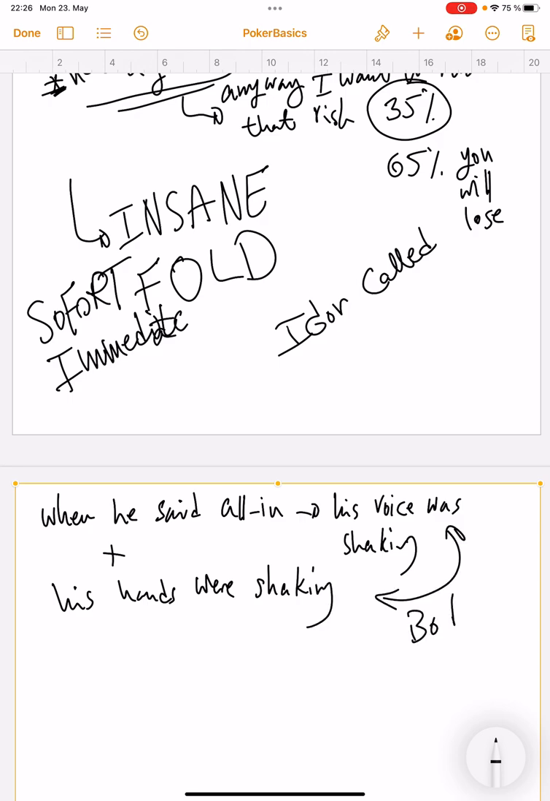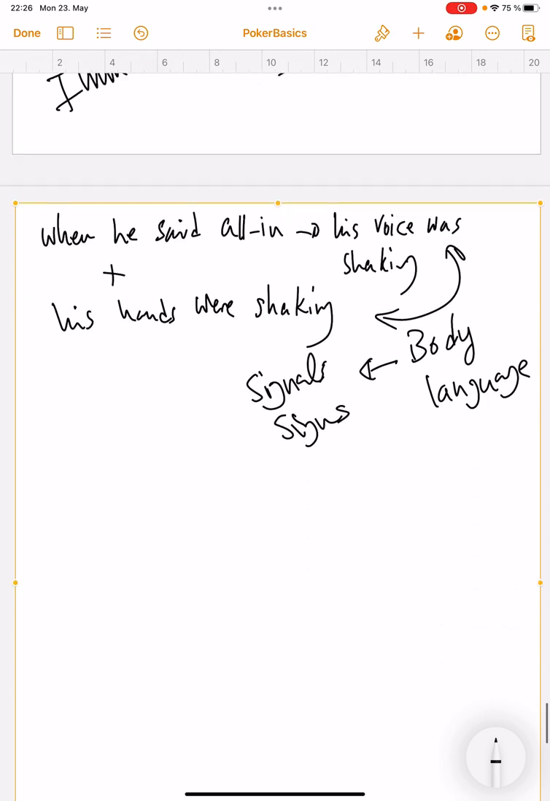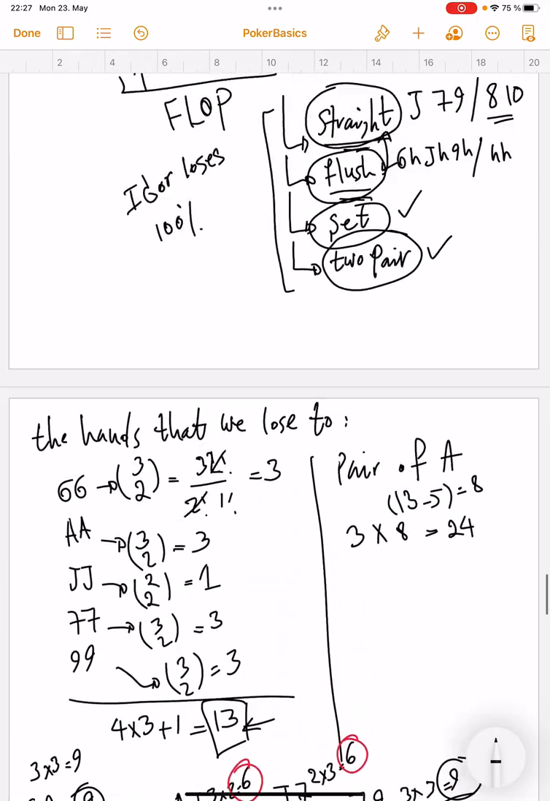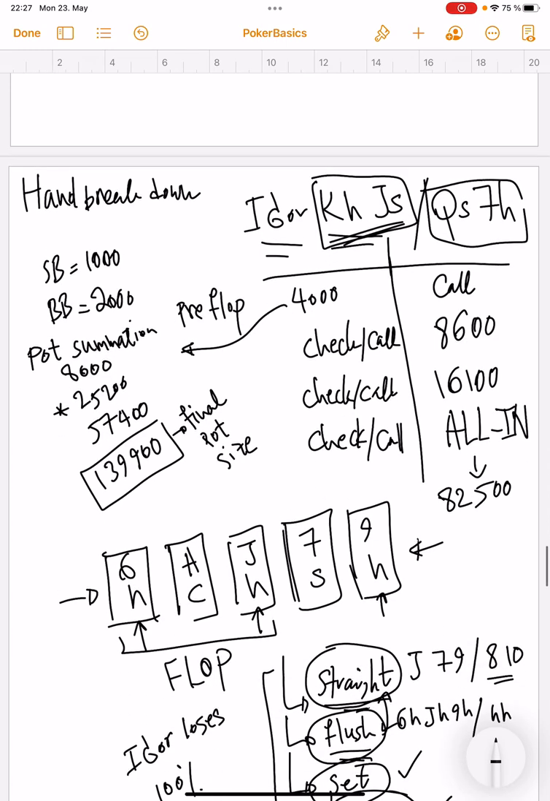What is this? This is body language. These are all signals, signs. As I said, every piece of information is important. When you're sitting at a round table, you need to take in as much information as you can process. So this is not the only reason he called, but if you look at the process, it also doesn't make sense.